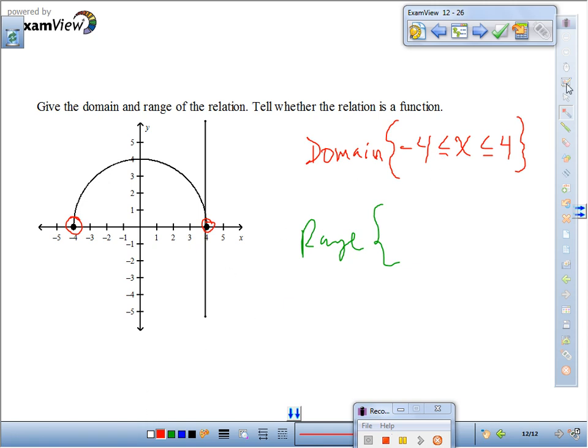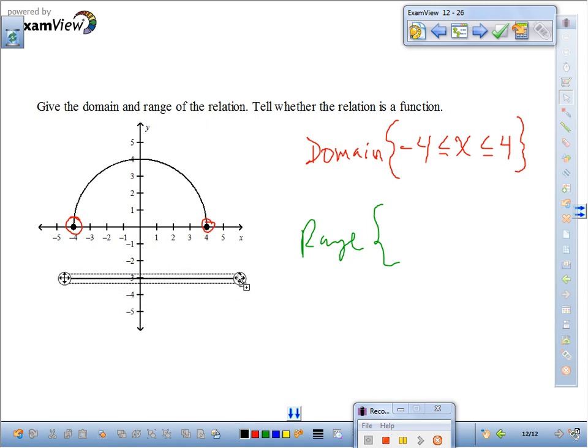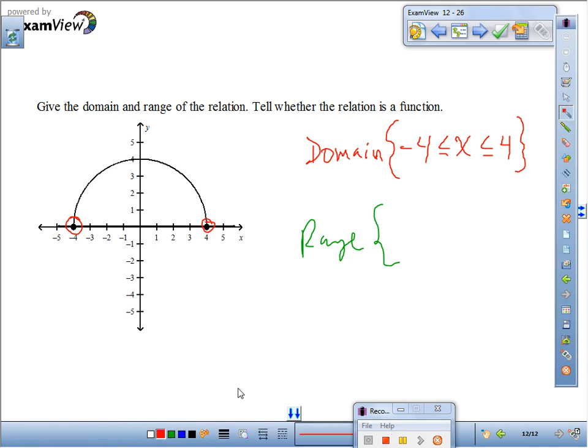Next, the range. Focus, please. Now I'm going to turn my pencil over this way, and I'm going to scan it from the bottom to the top for the y value. Does everybody see how this is the y-axis? So check this out. Starting from the bottom, what's the y value right there? 0. This is 0. Focus, please.